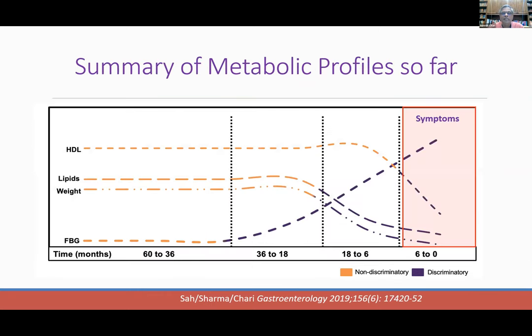So this is a summary of the profiles that I've discussed so far. The fasting blood glucose starts rising at minus 30 to 36 months. The lipids, at least the triglycerides, total cholesterol, and LDL, start going down around 18 months. And then the HDL drops and the symptoms start.